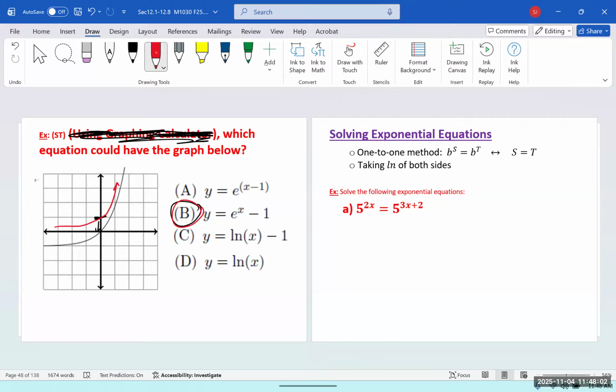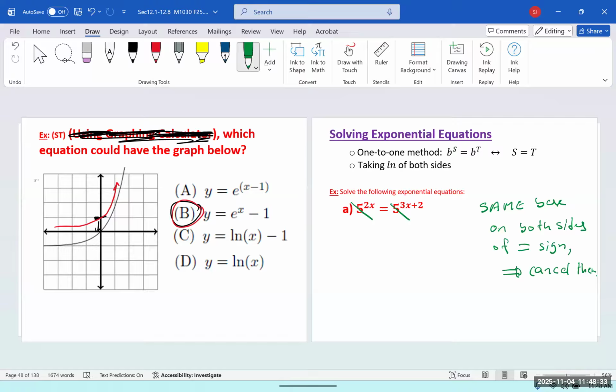The first rule says we have the same base. As long as you have the same base on both sides of the equal sign, we're allowed to cancel them. If you cancel the base, what is left on the left side? We have 2x, and then we have 3x plus 2. And it becomes a linear equation.